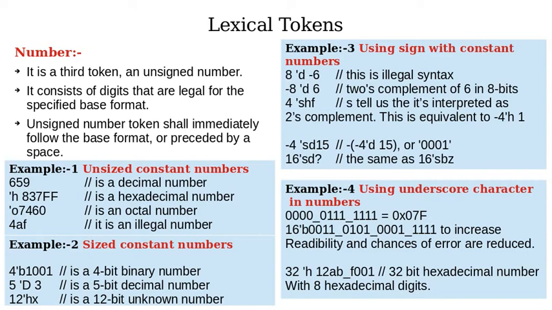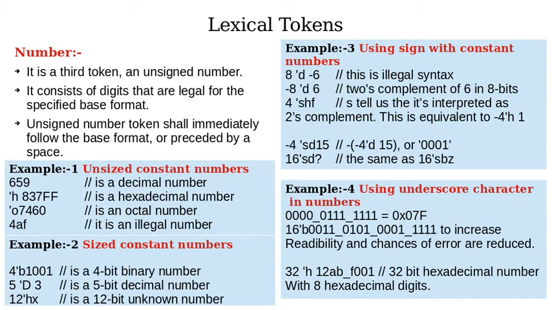We can directly assign a number in a decimal number. It is an unsigned constant number. In the second line of example 1, you can see that apostrophe H shows the hexadecimal number and we can write 837FF. It is a hexadecimal number. So its size for 5 hexadecimal digits becomes 20, but as the size is not specified, it becomes a 32-bit number.